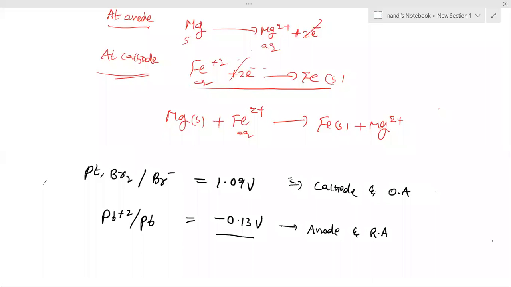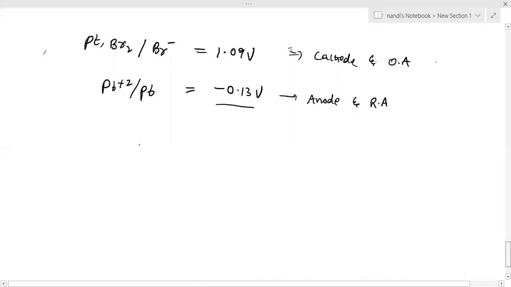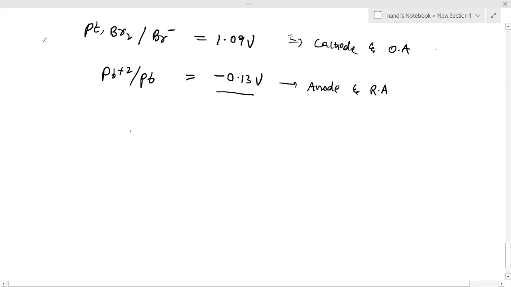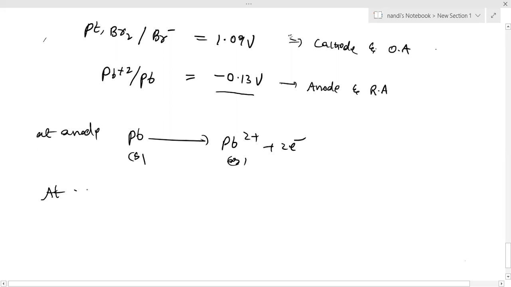I'm writing the cathode reaction and the anode reaction. At the anode, oxidation: Pb gives Pb2+ plus 2 electrons. The metal we keep in solid state, and the ions in aqueous state. This is at the anode. And at the cathode, only consider these two; don't consider the platinum, that is just a supportive electrode. Br2 plus 2 electrons gives 2 Br minus.